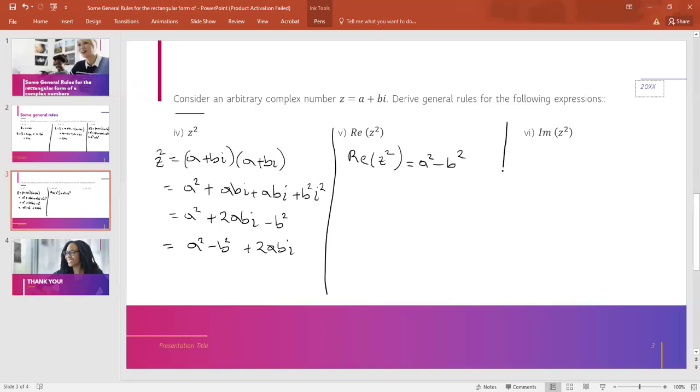And what is the rule for the imaginary part of z squared? We will just simply have the coefficient of i in this expression, which is indeed 2ab. We can just write the imaginary part of z squared is simply equal to 2ab. As simple as that.